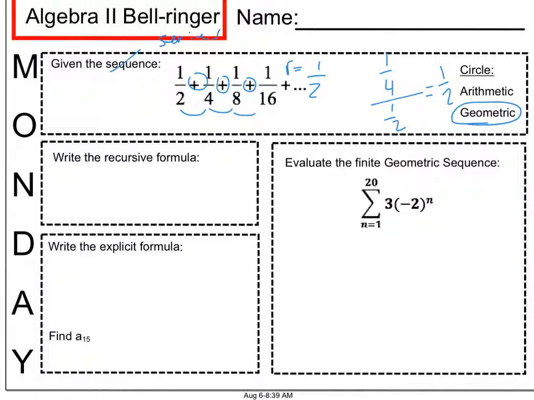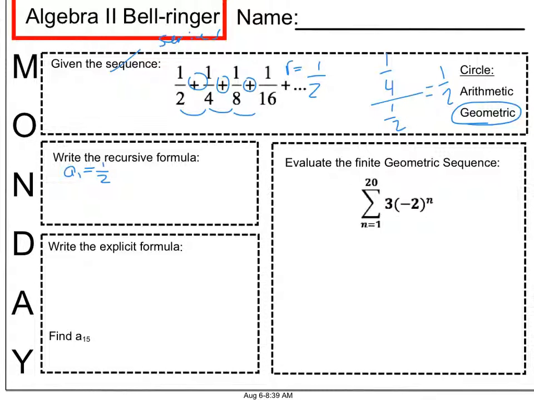The second thing that they want us to do is to write a recursive formula. Now, a recursive formula has 2 parts. The first part is to state what the first term in the series is. In this case, it's 1/2. We just look and see what the first term is. And so we indicate that with an a sub 1.